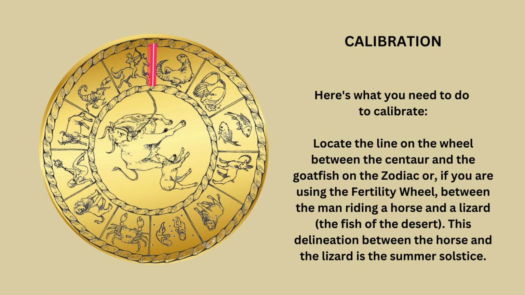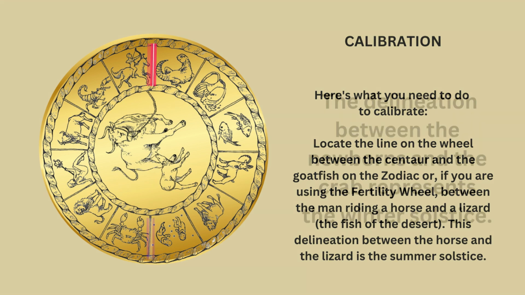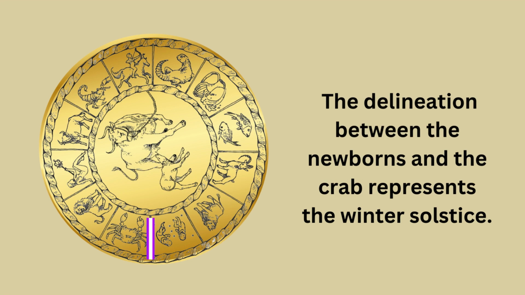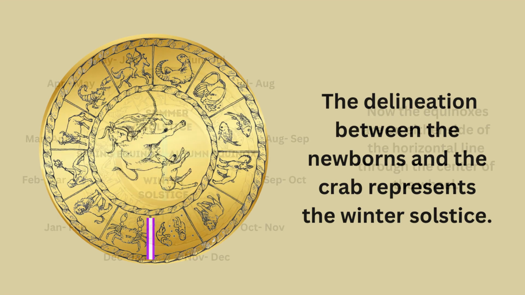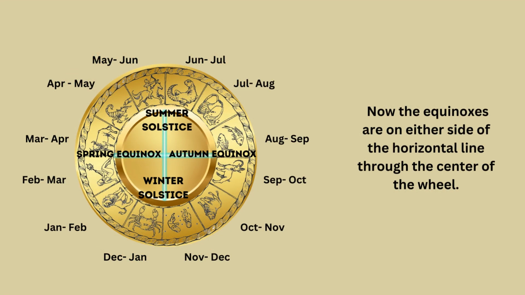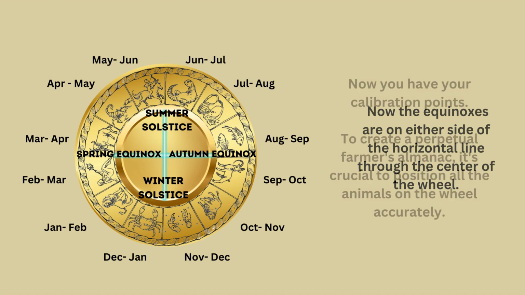Calibration. Here's what you need to do to calibrate. Locate the line on the wheel between the centaur and the goatfish on the zodiac, or, if you are using the fertility wheel, between the man riding a horse and a lizard, the fish of the desert. This delineation between the horse and the lizard is the summer solstice. The delineation between the newborns and the crab represents the winter solstice. Now the equinoxes are on either side of the horizontal line through the center of the wheel. Now you have your calibration points.